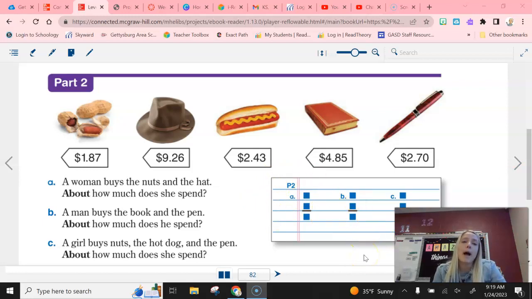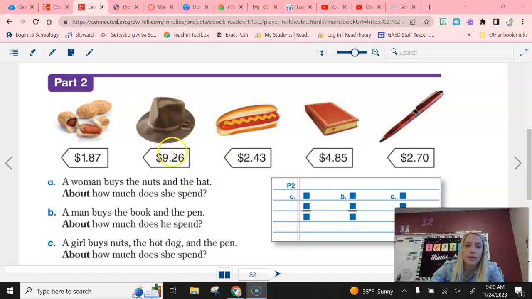It says, a woman buys the peanuts and the hat. Looking at the peanuts, $1.87. I want you to round that to the nearest dollar amount. So that means you're looking at the cents. Here's the cents, 87, and you're saying, is 87 cents closer to rounding up $1 or closer to rounding down? Okay, so about how much are the peanuts? You should have probably said about $2. You would have rounded the 87 cents up another $1. So about $2.